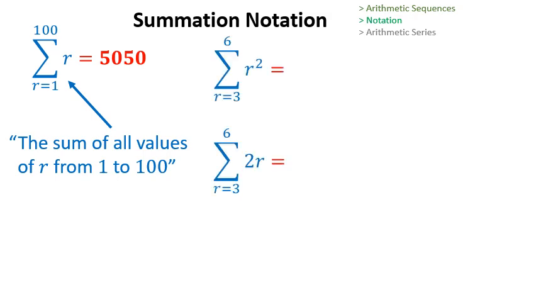Now what if instead we went through values of r from 3 to 6, and instead of just adding up the values of r, we added up the values of r squared? And then perhaps we can try this slightly different one, from r equals 3 to 6 of 2r. So when r is 3, we work out 2 times 3, and when r is 4, we work out 2 times 4. When r is 5, we work out 2 times 5, and when r is 6, we work out 2 times 6. Then we add together all of those terms.